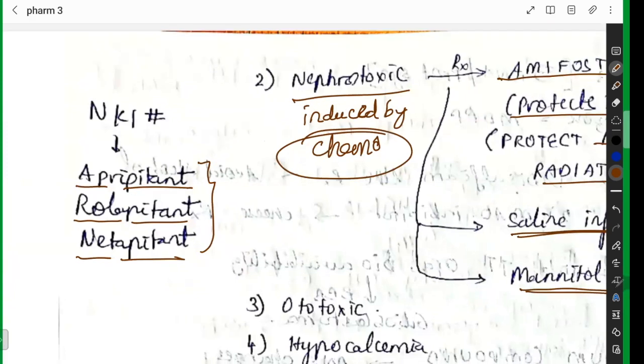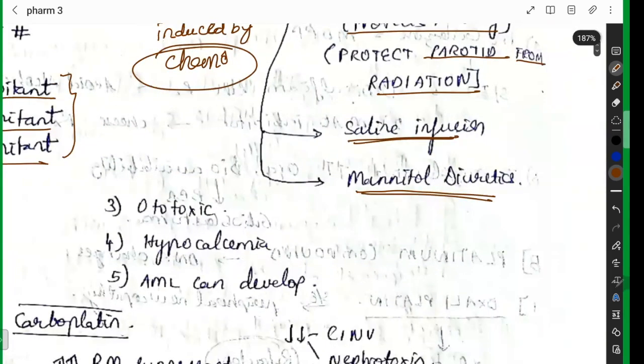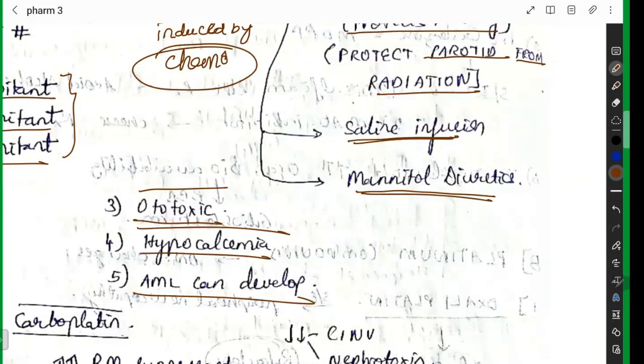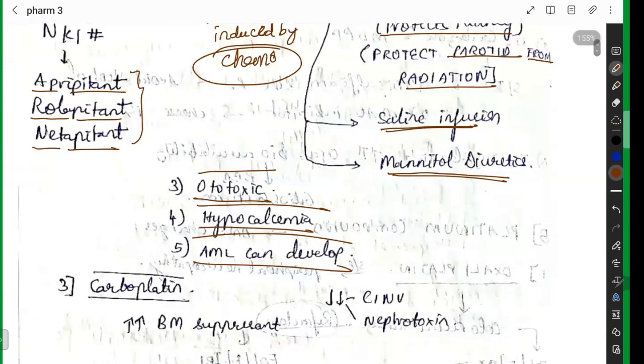Now coming to the third one, that is going to be ototoxicity. Fourth one, hypocalcemia. Fifth one, AML can develop. These are the side effects of your cisplatin.